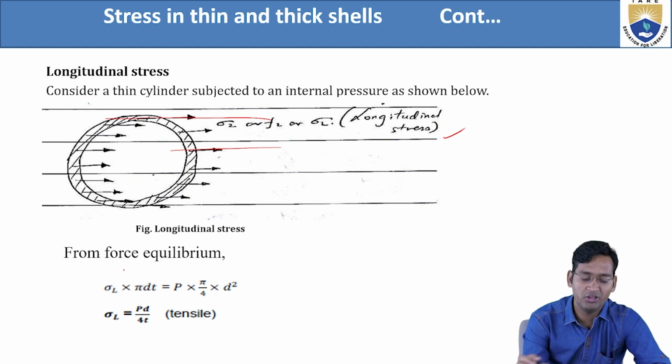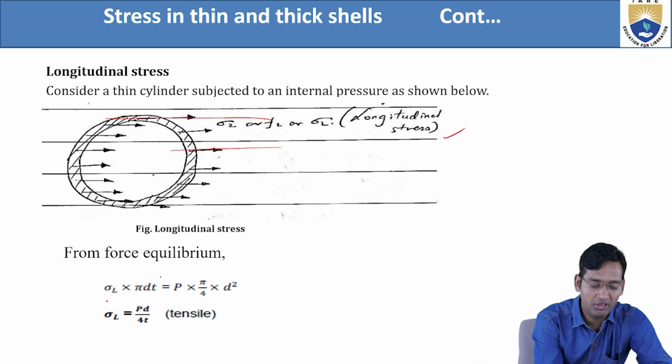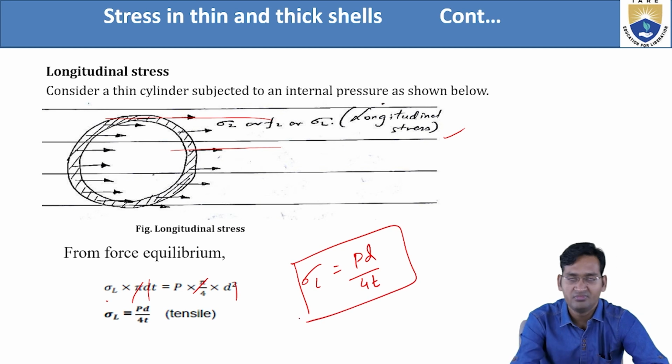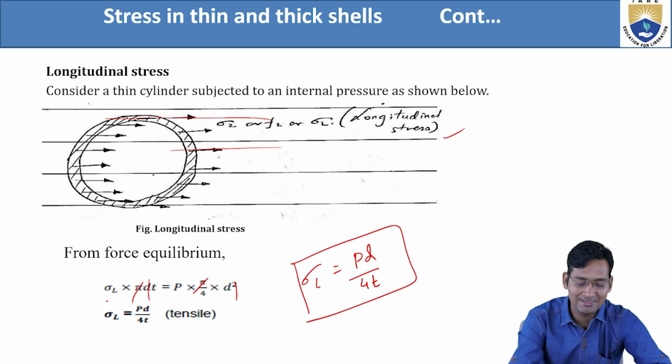Again apply the equilibrium of forces. Sigma L into pi d t equals P into pi by 4 into d square. Pi will get cancelled, and one d will get cancelled. After that, what is left is sigma L equals P d by 4 t. So this will be the longitudinal stress.